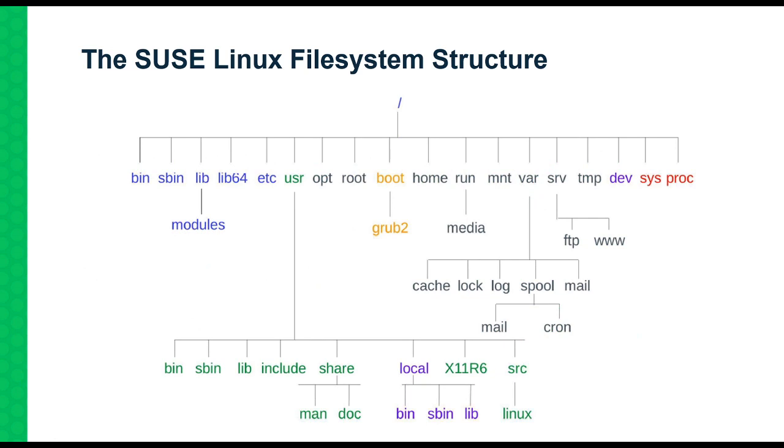This is a view of a SUSE Linux file structure. You will see that the file structure is already very similar to what the FHS requires. We've got our root stated at the very top, and we've got all the listed directories as defined by the FHS. But we've got a few extras.